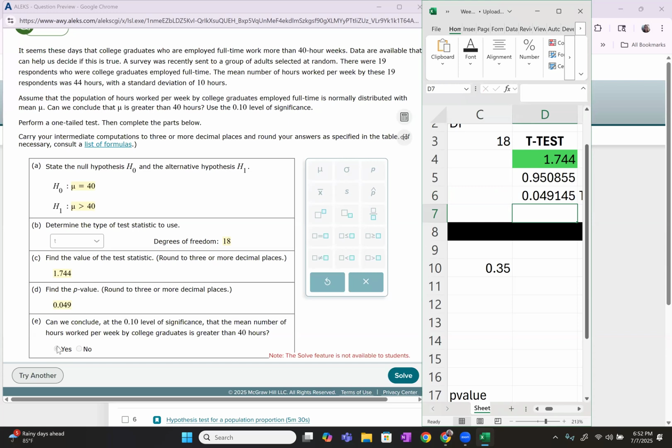And what was the indicator that it would be that number? It's greater than. Okay, greater than. When it's less than, the number you get is the 0.95. But this isn't less than, this is greater than, which is 1 minus. It's always 1 minus.